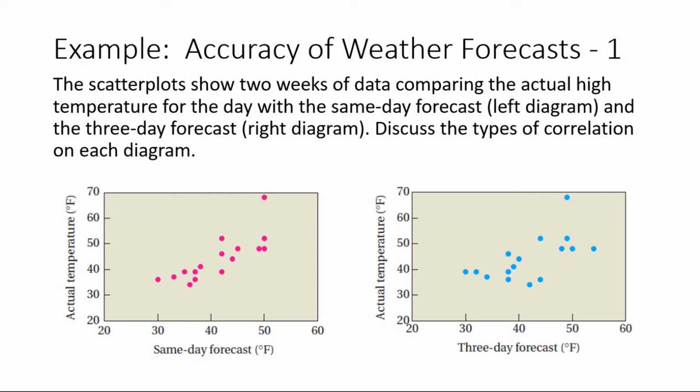Each of the displayed scatter plots on the horizontal states what's happening. On the left, it says same-day forecast and degrees Fahrenheit. And along the left, it is vertical, actual temperature starting at 20, increasing in 10-degree increments to 70. The right scatter plot is the 3-day forecast, and along the horizontal, it's from 20 to 60, and the actual temperature along the vertical is 20 to 70 in 10-degree increments also.